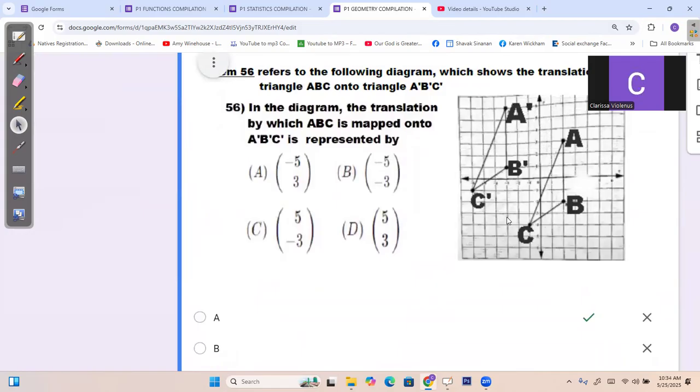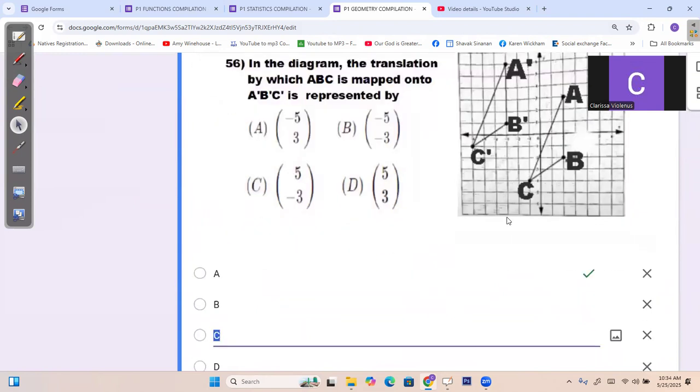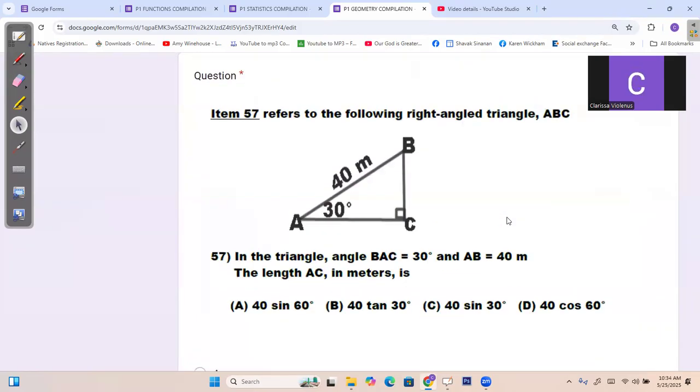Oh, I did it the wrong way. This is the A and this is the B. So it's this way. So it's -5 and up +3. So the answer is A. So it's a good thing I checked.